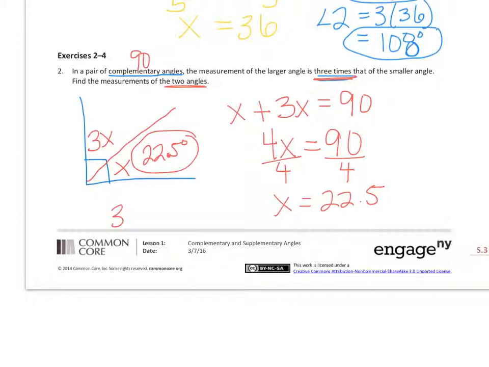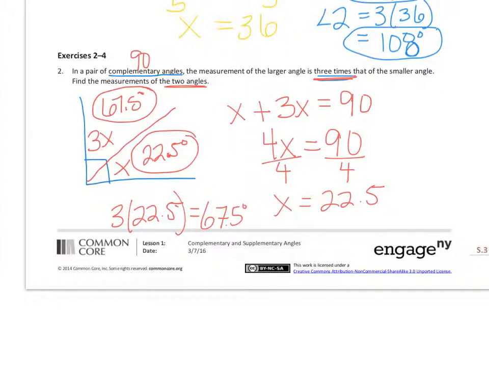So 3 times 22.5. Okay, and just for time, I'm just going to let you know that that is 67.5 degrees. All right, now I have both of my angles. All right, good work. We got one more page to go.